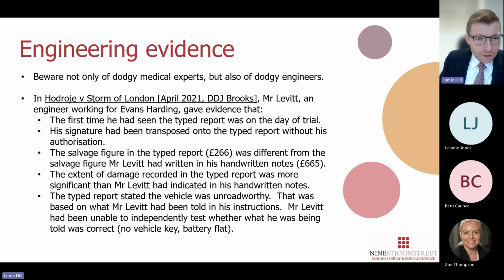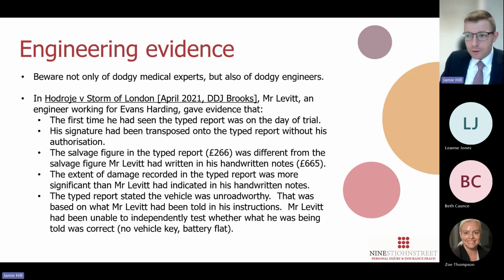And it was surprising, I think, to everybody in that case, that Mr. Levitt's evidence was that the first time he'd seen this report was as he was being directed to it by counsel in the hearing. He said that he'd prepared some handwritten notes, they'd gone off to the Evans Harding office, and then someone had prepared a typed report and transposed his signature onto it without his authorization and authority. Mr. Levitt then opened up his handwritten notes during the course of the trial, and they were subsequently ordered to be disclosed because he was referring to them whilst giving oral evidence.